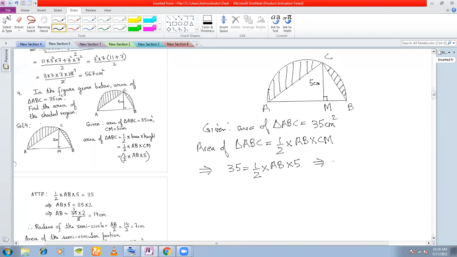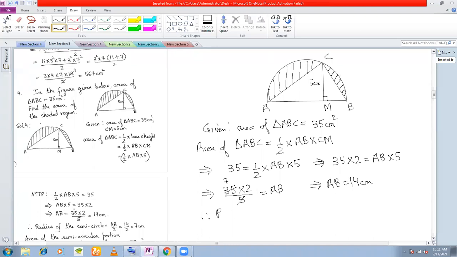So now you can solve, cross multiply, you get 35 into 2 is equal to AB into 5. Now you divide both sides by 5, you will get 35 into 2 divided by 5 is equal to AB. Okay, so now you can cancel this. That means how much are you getting? 14. AB is equal to 14. And what is 14 centimeter? 14 centimeter is nothing but the diameter of the semicircle. It is also the base of the triangle, it's also the diameter of the semicircle.